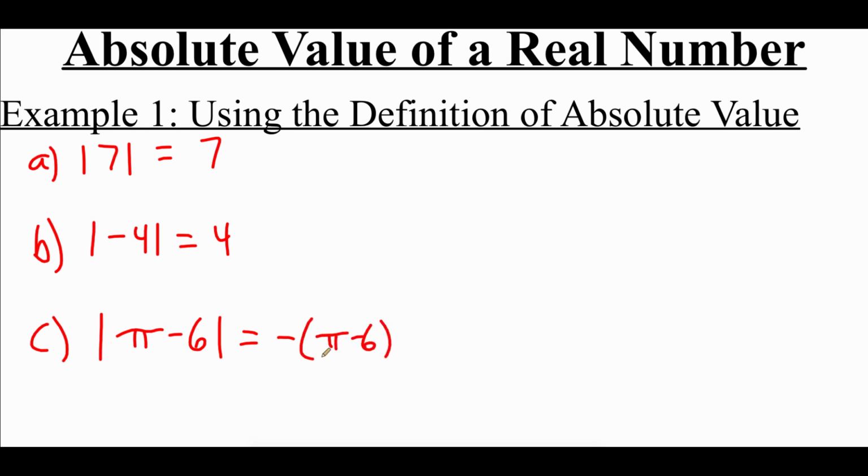the opposite of pi minus 6. Now what we can do here is use our distributive property to distribute this negative into our parentheses, which will give us negative pi plus 6. And then we can rearrange this a little bit. I'm going to flip-flop the 6 and the negative pi, so really we could write this as 6 minus pi.